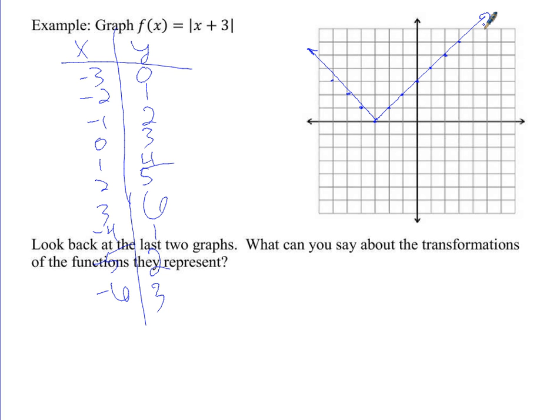So hopefully there's some sort of a little alarm going off in your head saying, hey, maybe I kind of understand what's going on here based on what we did in the last section. Is anybody feeling that way? A couple of you are. Look back at the last two graphs. What can you say about the transformations of the functions that they represent? What happened? Have you seen this before? It's the same thing, yeah.